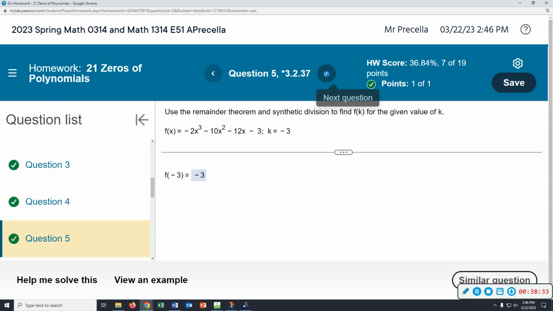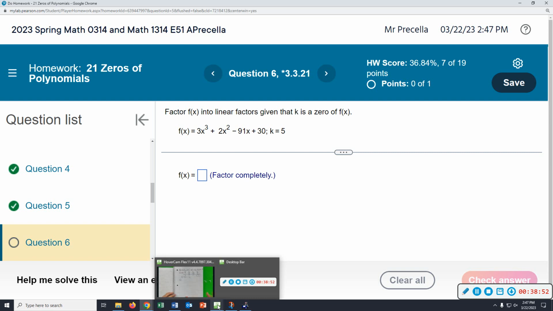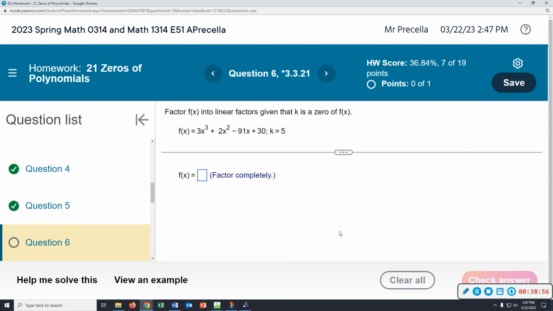Number 6, do we have time to do this one? Remainder theorem. Imagine plugging a 5 in for x without a calculator. Okay, with a calculator it'll be easy to do. Should we do this one with synthetic division, Tim? Do we have time? We do, because I'm just going to start. Let me write the problem down.